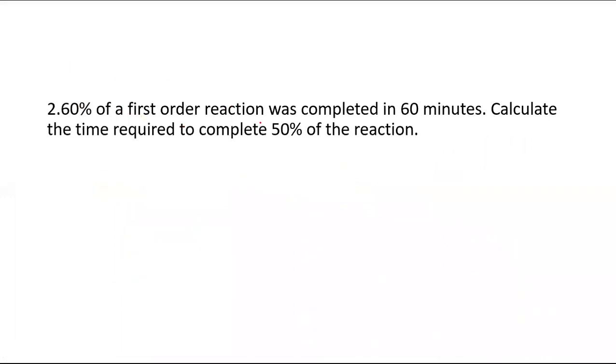60% of a first order reaction was completed in 60 minutes. See, time is given and the value is given in percentage. I'll tell you how to take the initial value and final value when it is given in percentage. Calculate the time required to complete 50% of the reaction. A reaction takes 60 minutes to complete 60%. How much time does it take for the same reaction to complete 50%? 50% is nothing but half life. We need to find the half life.